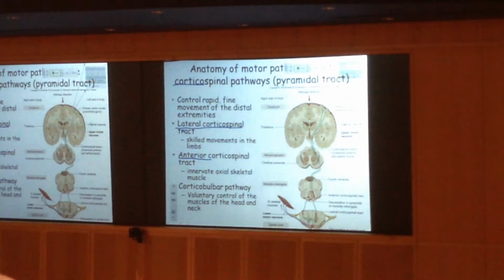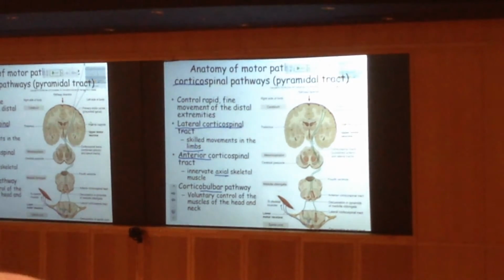So there's another thing I want to mention here. The differences between the lateral and anterior tracts, we're going to talk about in a second. But generally speaking, the lateral is involved in skilled movement of the limbs, and the anterior part is involved in innervating the skeletal muscles of your axial region, the more middle part of the body. The other pathway we have seen here is called the corticobulbar, and we mentioned that before.